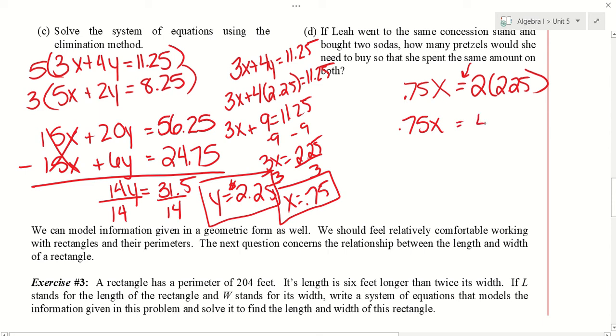So if I multiply, it's 4.50. Divide, and it's 6.